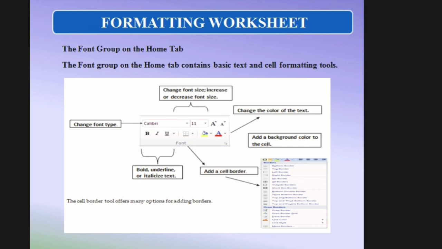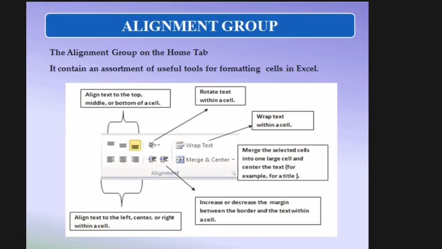So all these things are very useful. After that, alignment. This is a very useful tool for formatting a cell in Excel. If you want to change the alignment of a text, like left, right, center, or sometimes if you want to change it to top, middle and bottom of a cell, you can change the location and apply it. If you want to rotate the text within a cell, you can use it.